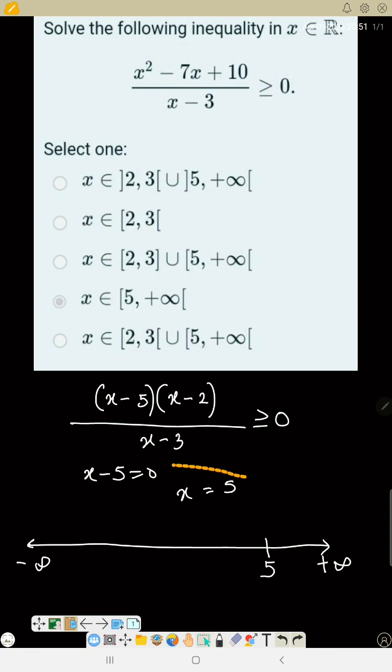So let's take another critical point. So this one now, x minus 2 is equal to 0. So x is equal to 2. So another critical point is 2. Then let's take the last one, this. So x minus 3 is equal to 0. So x is equal to 3. So another critical point is 3.